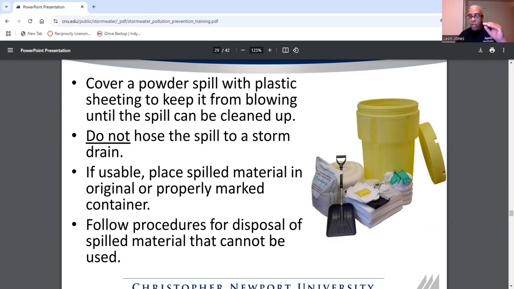Now, what I'm giving you is information from a building, and this is not even a construction project. But if it's maintenance, spills, they're all the same. Follow the procedures on a construction project the same way you would follow procedures for routine maintenance.